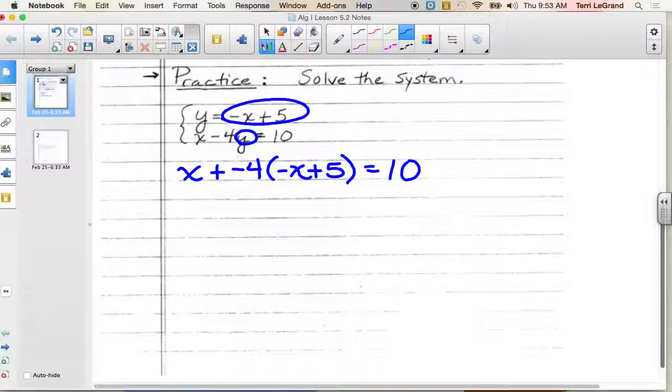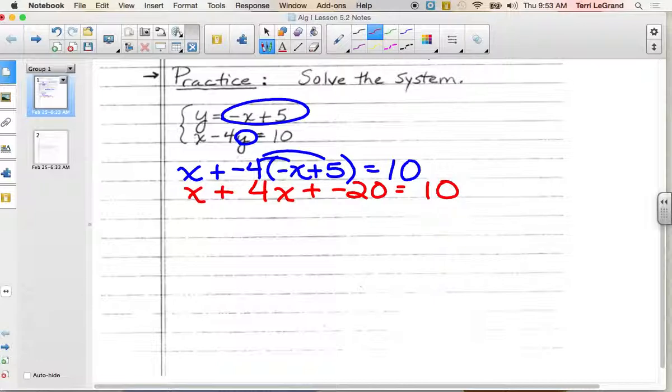Distributive property. We've got to get this simplified. So we're going to take that negative 4 and we're going to distribute it. So we have x plus, what's negative 4 times negative x? 4x. Plus, what's negative 4 times 5? Negative 20. Okay. We're not really solving yet. Right now we're just simplifying this. Can we do any more simplifying? Yeah, we can add those x's together. So now combine the x's, we end up with 5x plus negative 20.